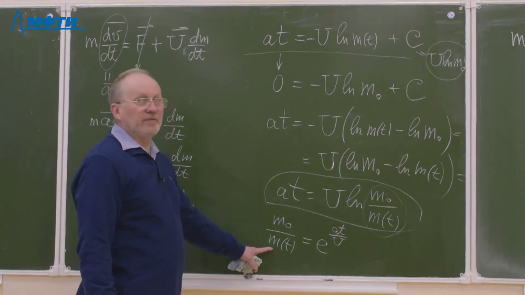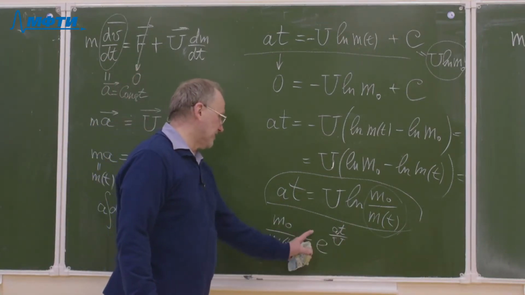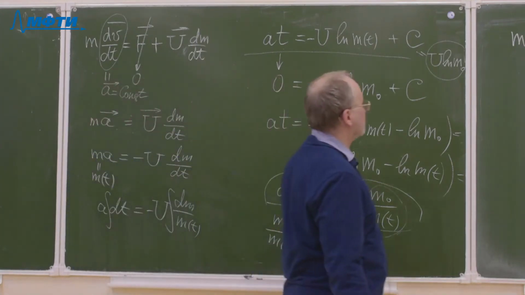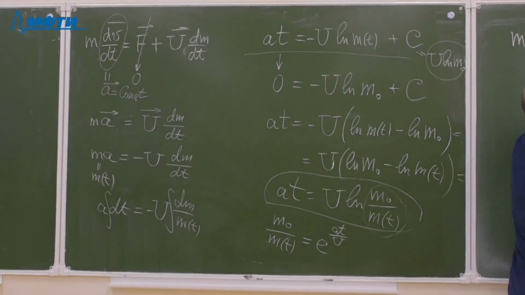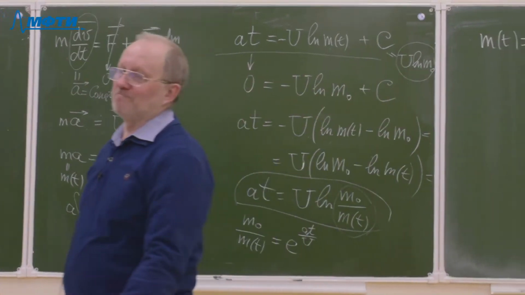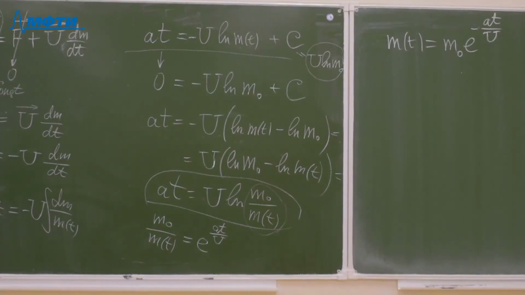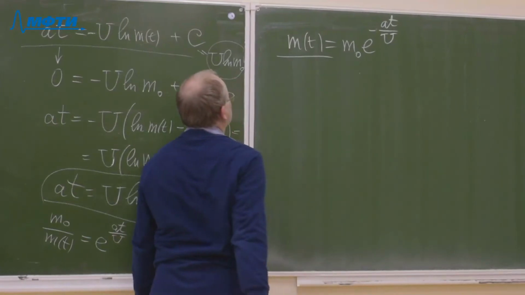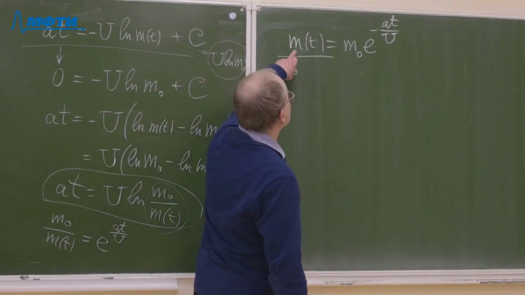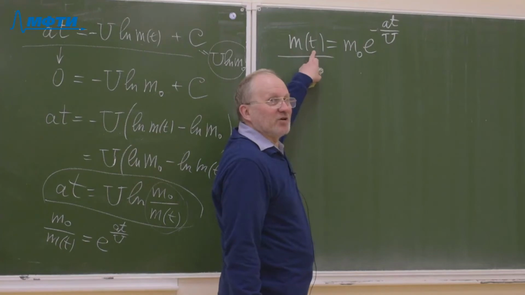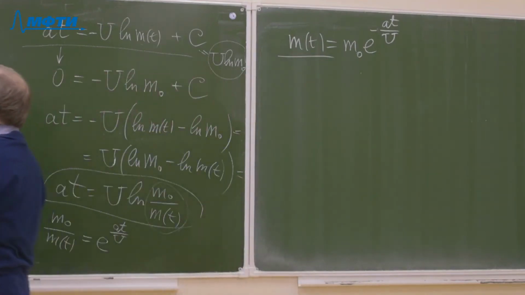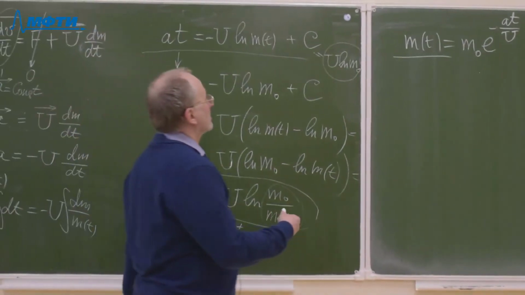I must multiply this equation by m(t) and divide it by an exponent. So when I divide it by an exponent, I obtain the minus sign here. This is the sought function. The mass of the rocket must change in time according to this function in order for the acceleration to be constant. The acceleration of the rocket must be constant.